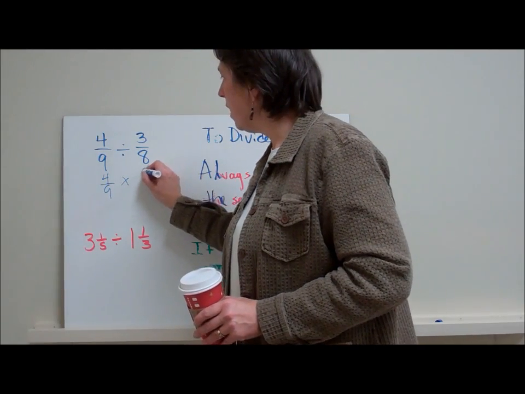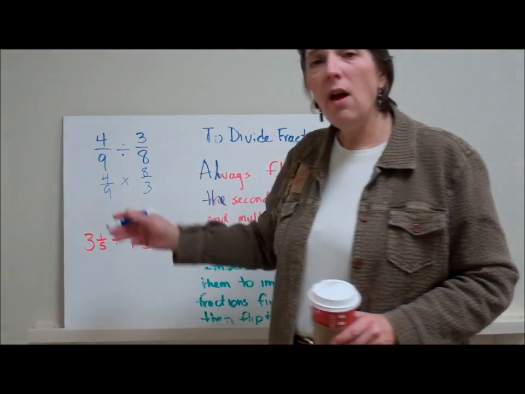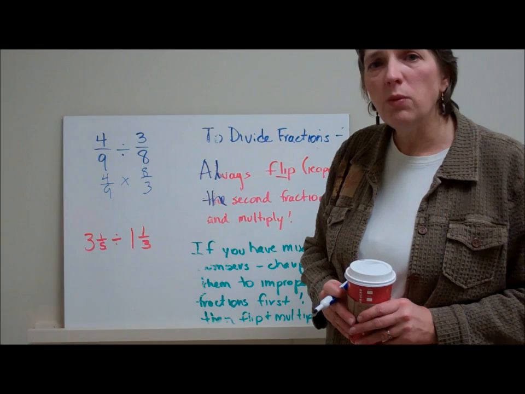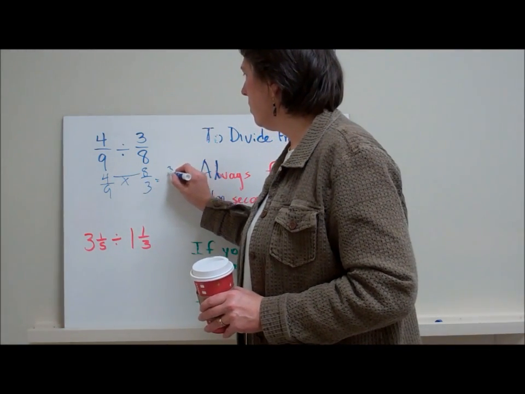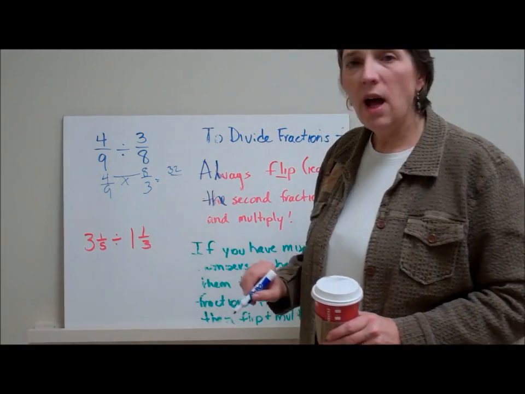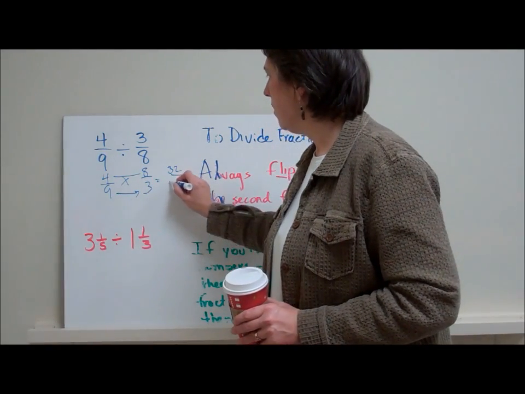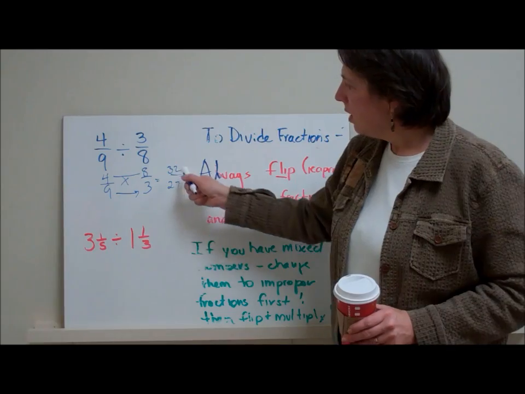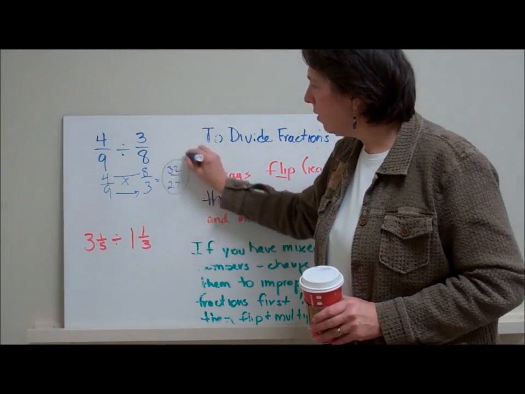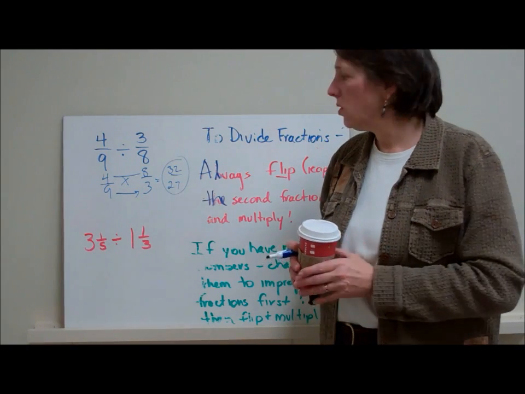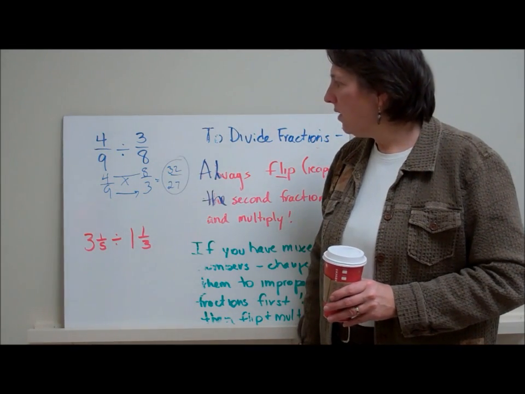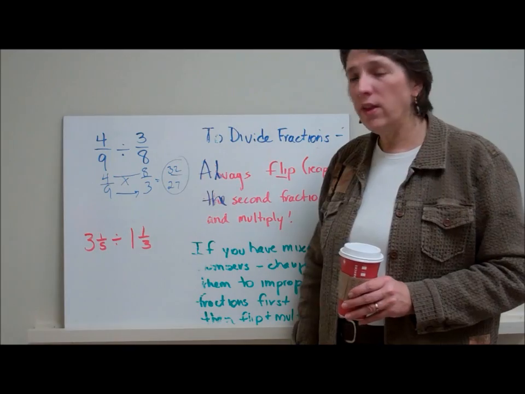So 3/8 becomes 8/3. Now, that's just what you've been doing with multiplying fractions. Numerator times numerator is 32, and denominator times denominator is 27. Nothing goes into either one of these. Again, I encourage you to leave it as an improper fraction in lowest terms. You can't simplify that. 32 and 27, they have nothing in common.